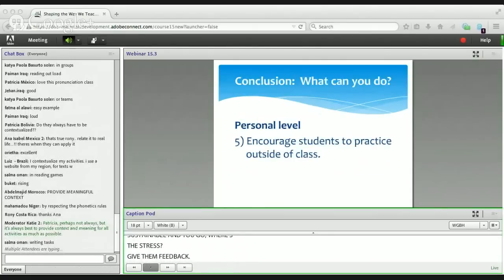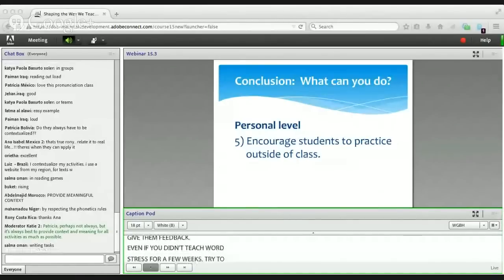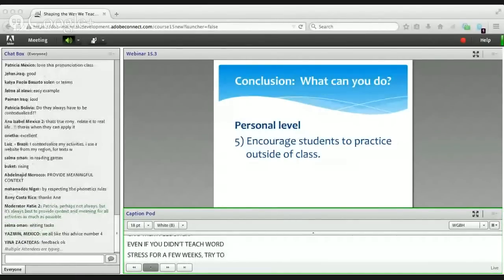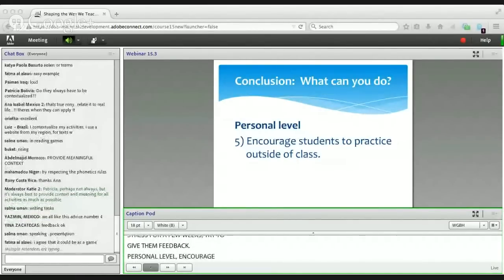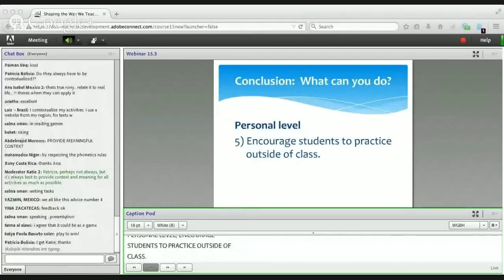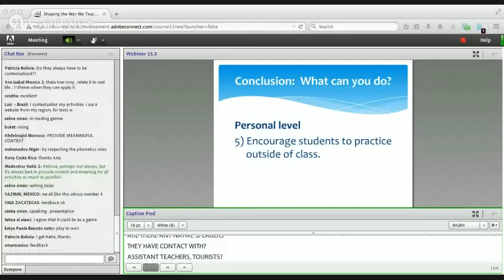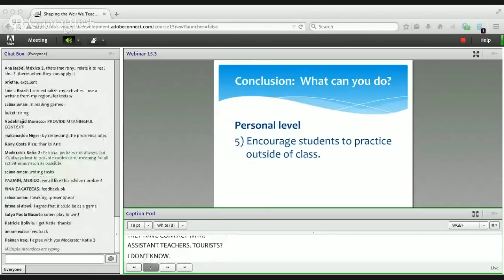Personal level, encourage students to practice outside of class. So are there any native speakers they have contact with? Assistant teachers or tourists, I don't know. Or do they travel outside of your country? If not, that's fine too. Have them go home and practice the word stress patterns.